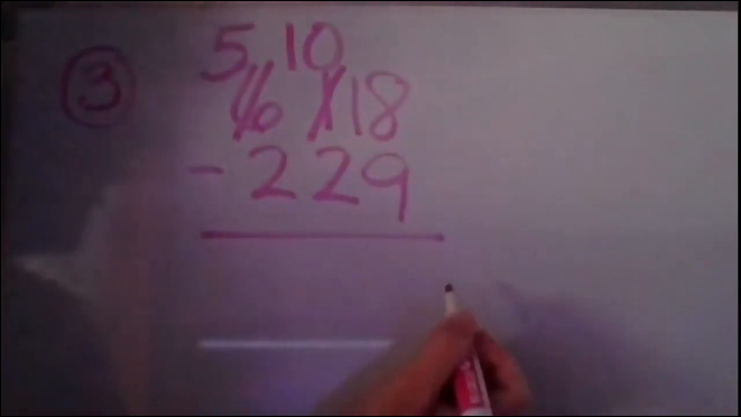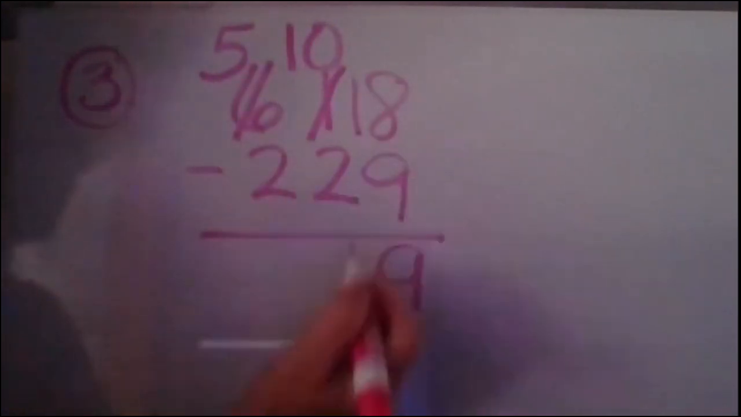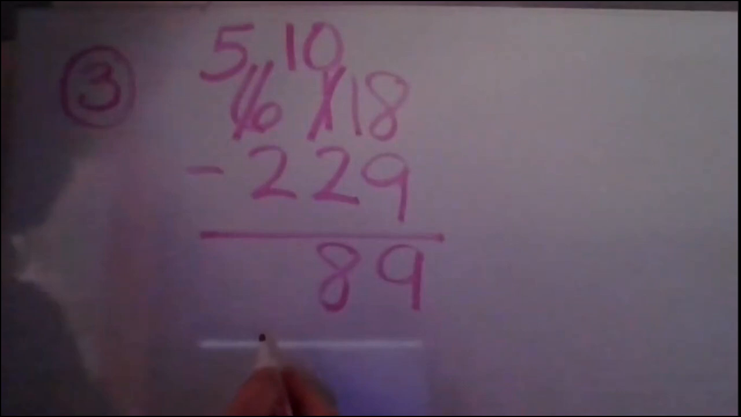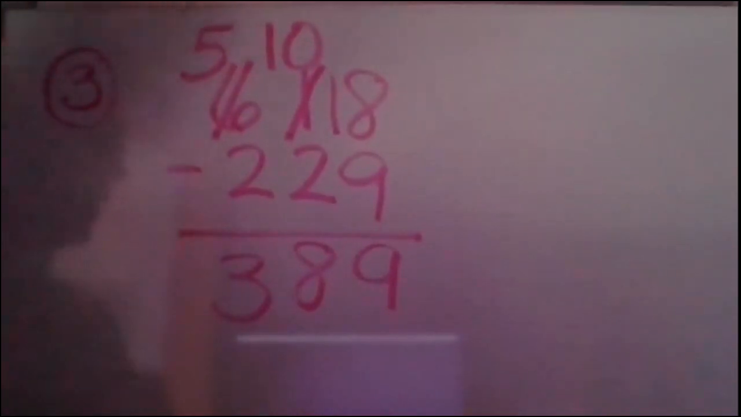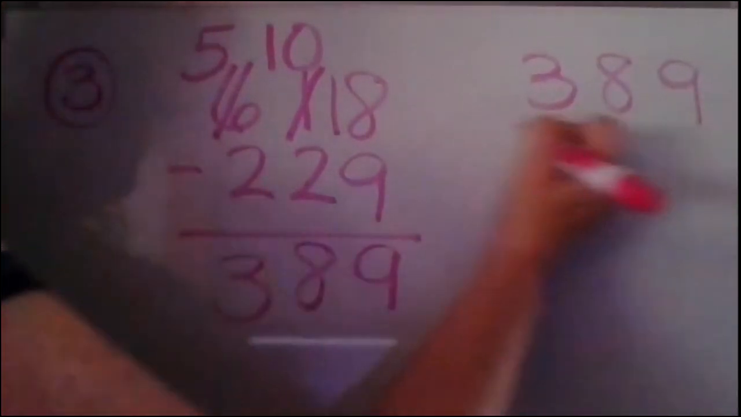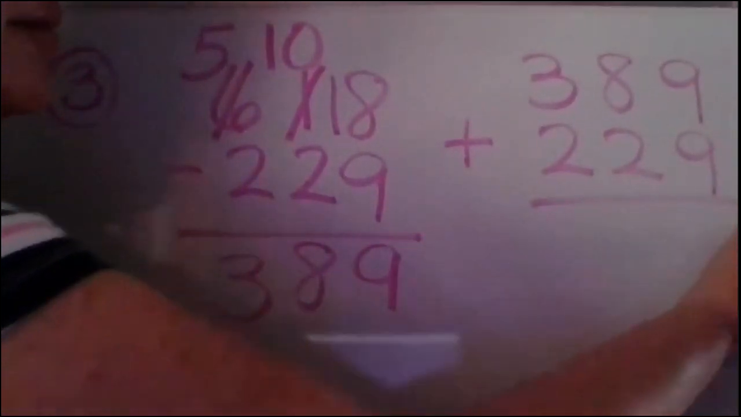What is 18 take away 9? 9, you say. 10 take away 2 equals? Yes, 8, and 5 take away 2 equals? 3. Very good. What are my numbers I'm adding together now to check my answer? All right, so I have 389 plus 229, doubles.